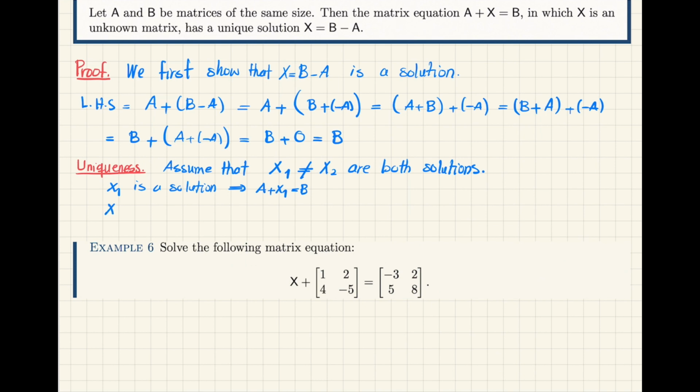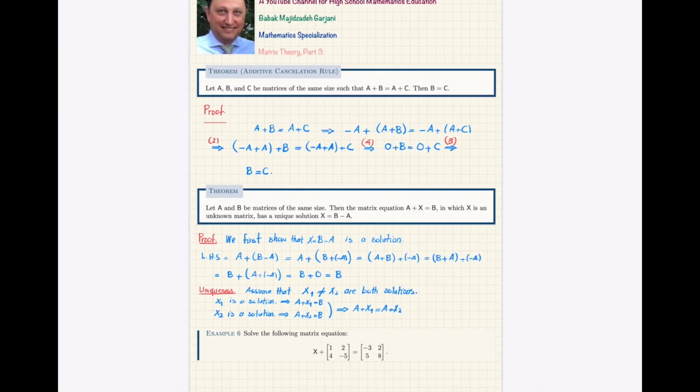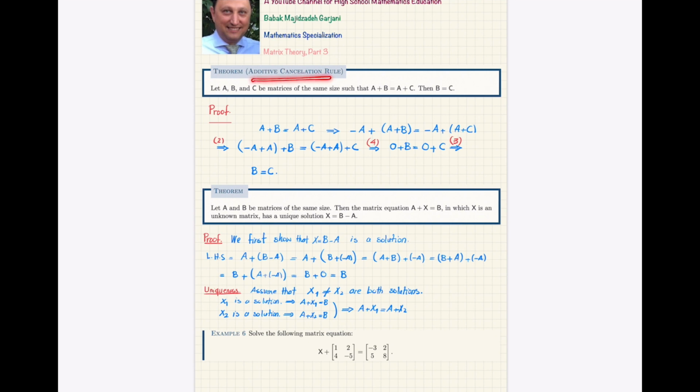When you say that x2 is a solution, this means that this also satisfies the equation, yes? So it means that a plus x2 is equal to b. But now I see that the left-hand sides are both equal to the same matrix B, so I can conclude that a plus x1 is equal to a plus x2. But just right now we proved the additive cancellation rule.